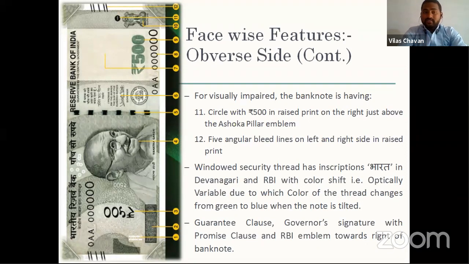previously in the 2000 note there was a different structure, but here it is a circle with 500 in red print on the right, just above the Ashoka pillar emblem. And other features like the angular bleed lines. So here it is 5, and in the 2000 denomination it was 7. And also here the windowed security thread has the inscription written as Bharat in Devanagari and RBI with a color strip.